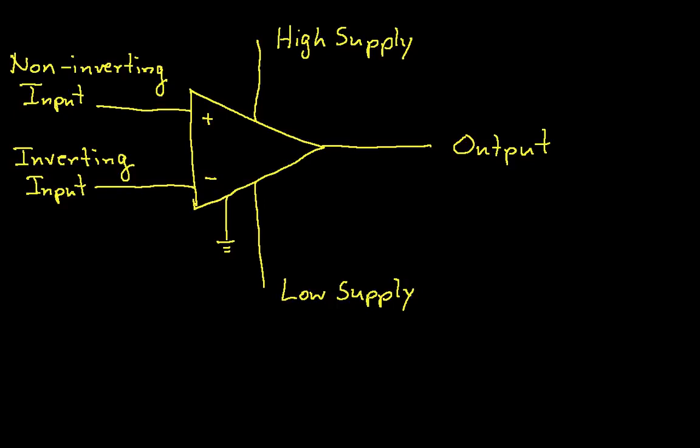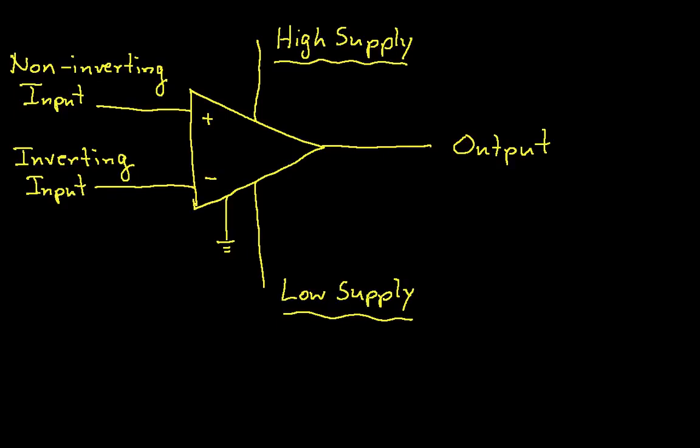We'll start with the supplies. The high supply and the low supply are basically the power supplies to the op-amps. And the high supply you typically connect to a voltage source somewhere between 15 and 5 volts, depending on the op-amp. The low supply you connect to typically -15 to -5, although it's becoming more and more prevalent to have op-amps where the low supply is 0 and the high supply is, say, 5 volts.